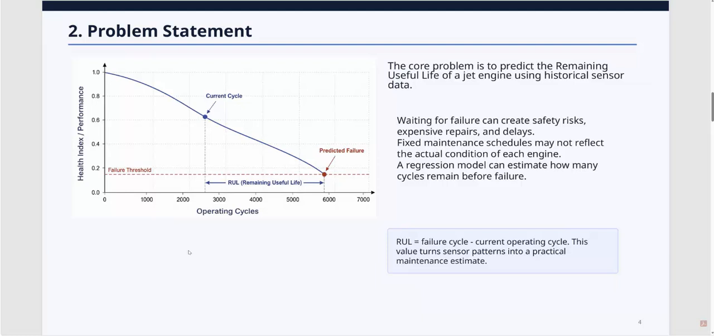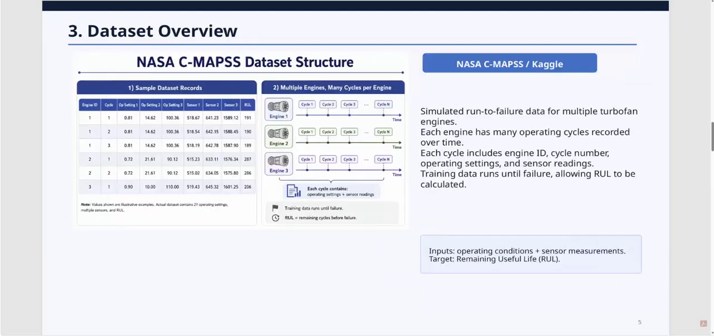This is what our machine learning model predicts: how many cycles are left before the engine reaches critical states and stuff like that. This project proposes using the NASA C-MAPSS turbofan engine degradation dataset, which is also available through Kaggle. The dataset was generated using NASA's Commercial Modular Aero-Propulsion System Simulation and is commonly used for predictive maintenance and remaining useful life prediction tasks. It contains simulated run-to-failure data for multiple turbofan engines operating over time.